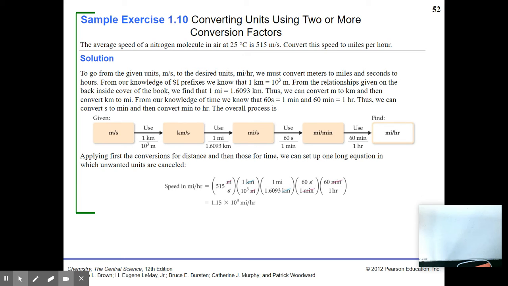And so they go meters to kilometers, and using that conversion factor, 1 kilometer over 10 to the 3rd meters. That means there are 1,000 meters in 1 kilometer. And by setting it up this way, it allows for the meters to cancel out. So now we're at kilometers. Okay? But we still need to get kilometers to miles.